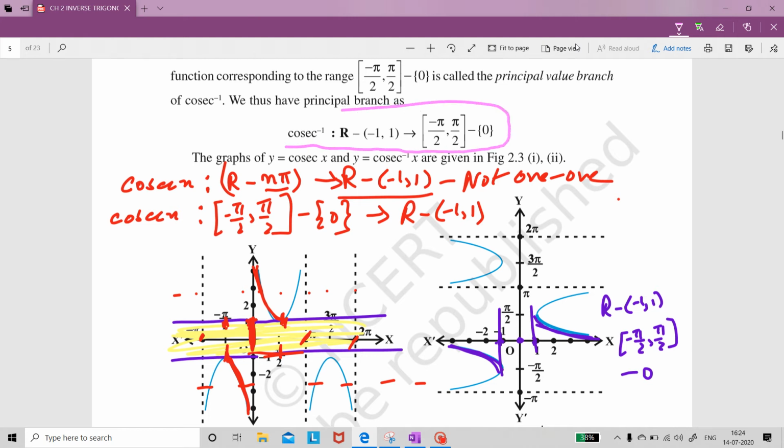So cosec inverse x will be defined in a reverse manner from here to here. Cosec x was defined from here to here. Its inverse function has been defined in a reverse manner. So this is how we define the cosec inverse x. So you have to remember, this is the principal value branch. This is the principal range of cosec inverse function, and you can see this green portion. This is the principal value branch of cosec inverse function.